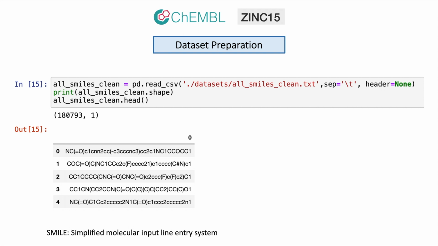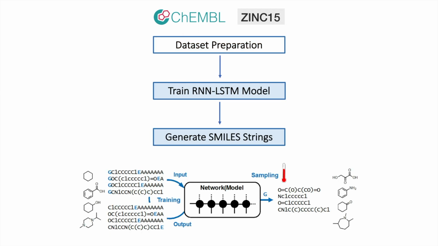This dataset was then pre-processed to remove duplicates, salts, stereochemical information, long peptides, and all the things that we don't want. This string can then be fed into the model for the model to train and learn and to generate new molecules, new strings.